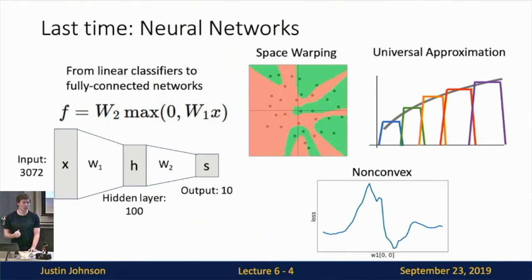And we saw this notion of space warping, to demonstrate one way in which neural networks were much more powerful than linear classifiers, where neural networks are now able to have these nonlinear decision boundaries through the input space. And we also talked about neural networks as a universal approximator, to give another notion in which neural networks are a very powerful class of functions. We also saw this notion of non-convexity, that neural networks, despite their very powerful ability to represent many functions, resulted in non-convex optimization problems that have very few theoretical guarantees.